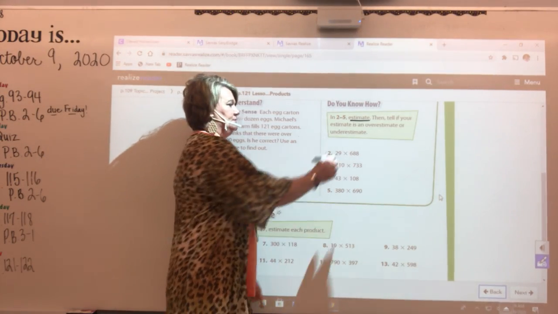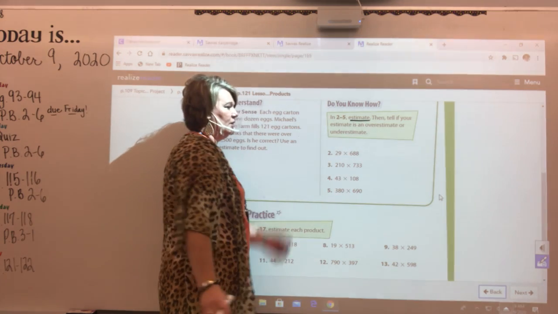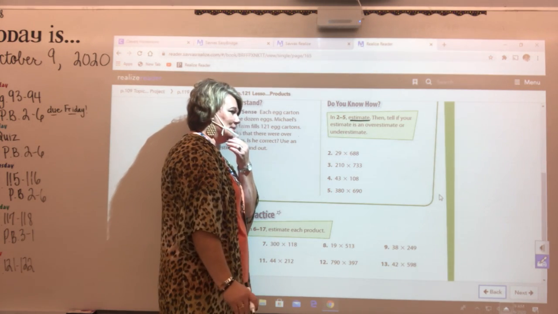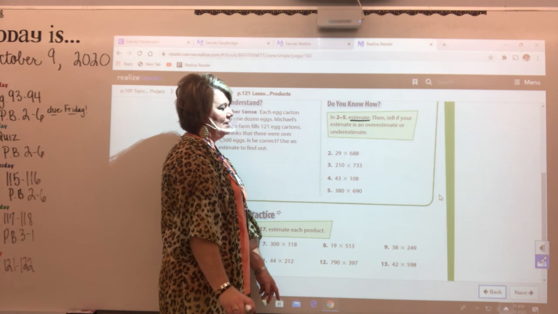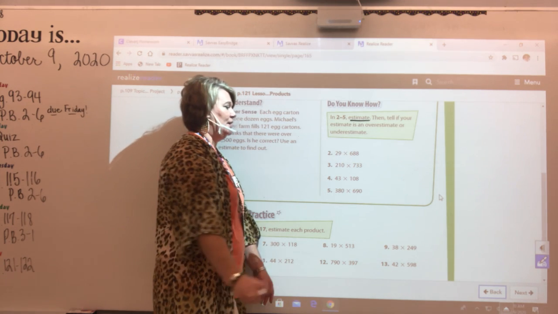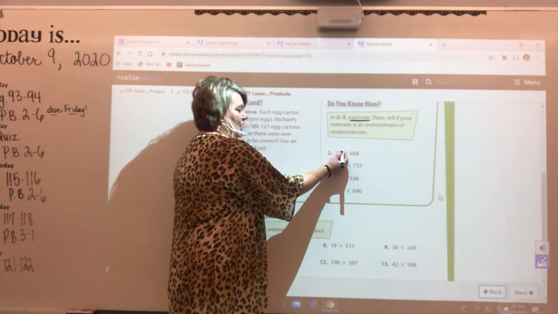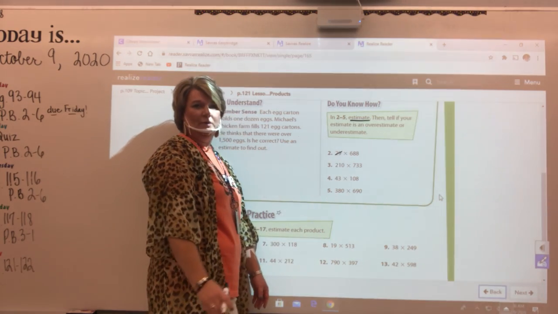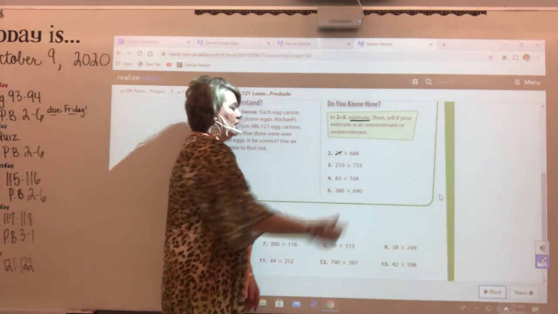Is where we're starting. I want you to underline the word estimate. And then we're going to have to tell if we're overestimating or underestimating. So here's how it's going to work. We're going to have to decide a number that we could round 29 to be. Just throw it out there. 30. Okay, I agree.